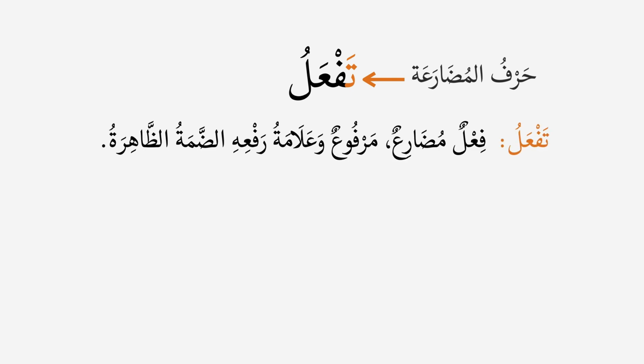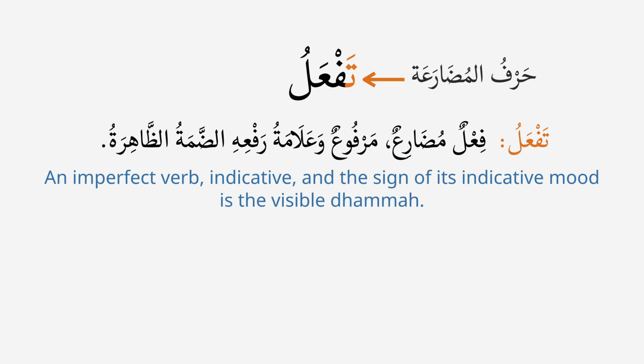Next is تفعل, which is for third person singular feminine. Here the letter ta attached in the beginning is harful mudara'ah, and we do not see anything else attached to it. So i'rab goes as follows: تفعل فعل مضارع مرفوع وعلامة رفعه الضمة الظاهرة, meaning an imperfect verb, indicative, and the sign of its indicative mood is the visible ضمة.